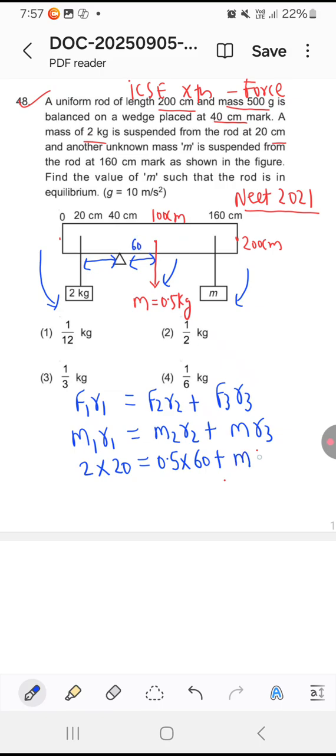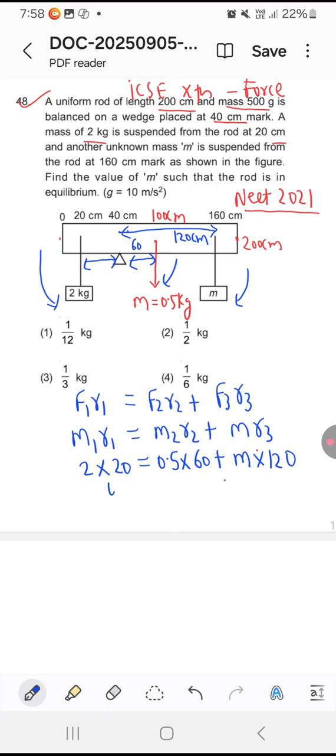M, and this one, its perpendicular distance from the fulcrum. Fulcrum is at 40, this is suspended at 160. So the gap is of 120 centimeter. So let me put it here. Perpendicular distance of this mass is 120 centimeter.